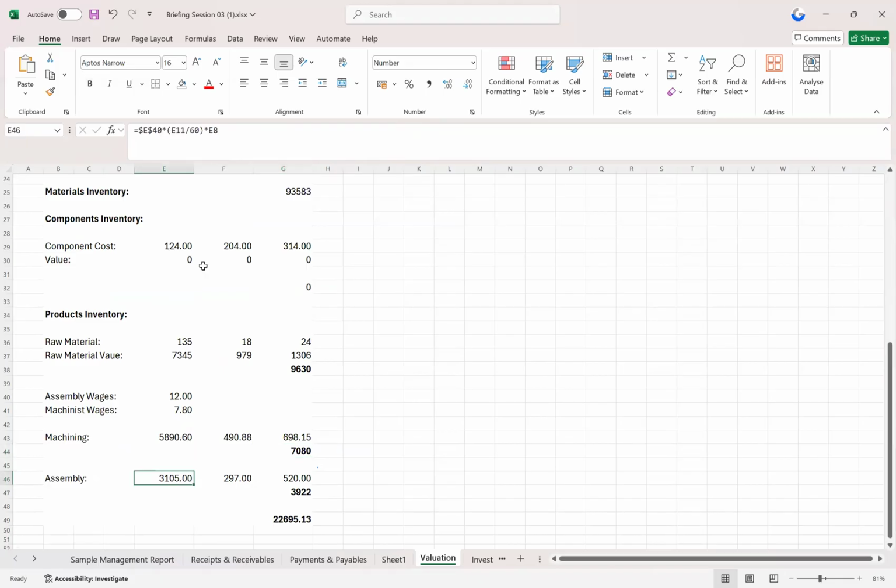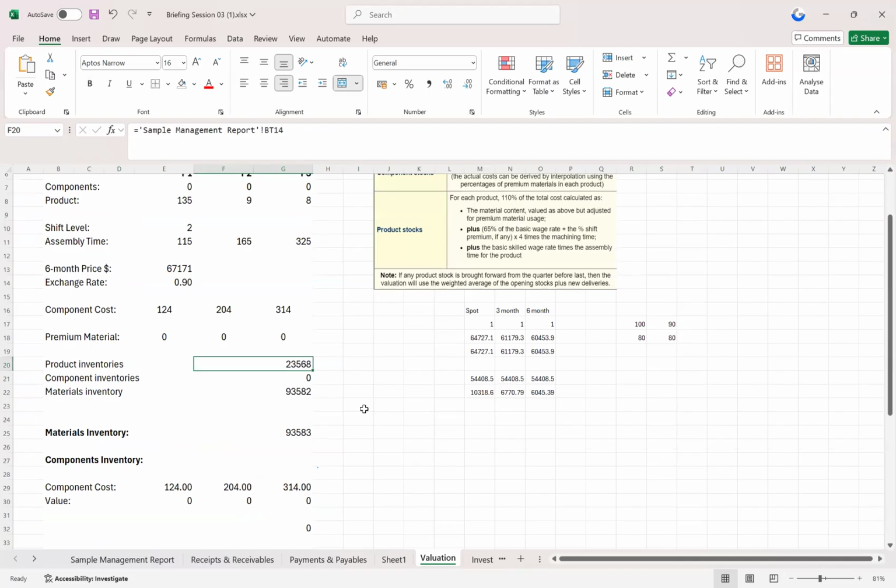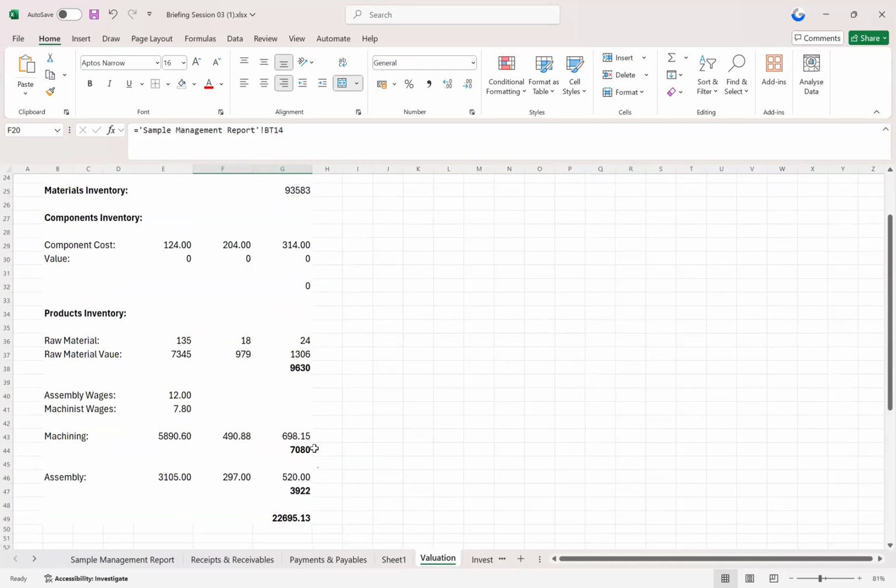For assembly, again, the assembly wages, which is E40, 12 euro, multiplied by the assembly time converted into hours by dividing by 60, multiplied by total products. I get my assembly wages. I sum all these three quantities up. I get 22695.13. The actual was 23568. So we are very close to what was actually reported.